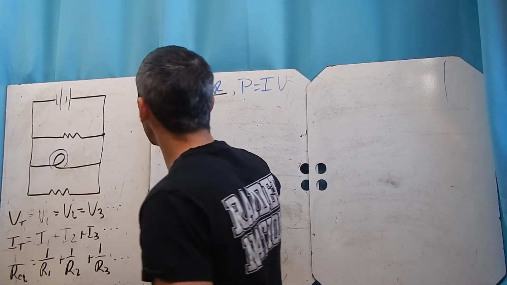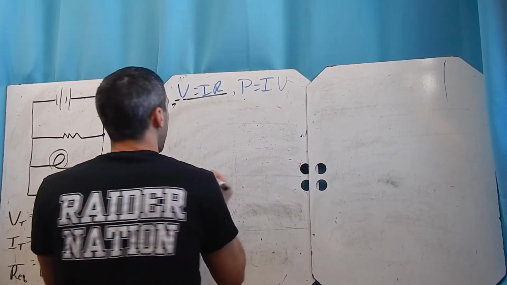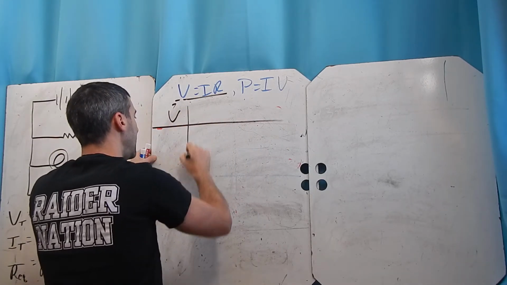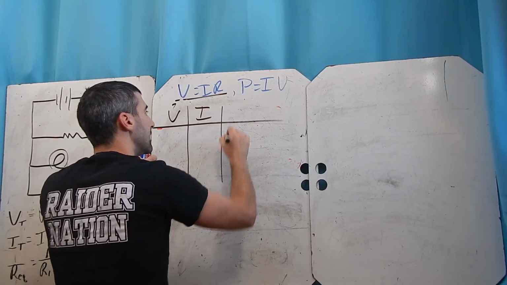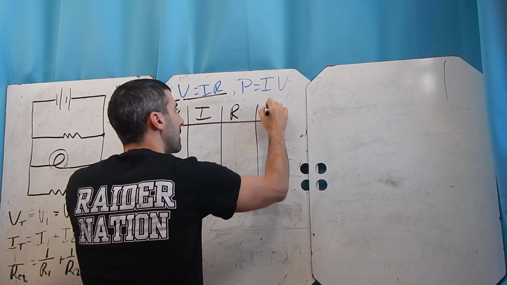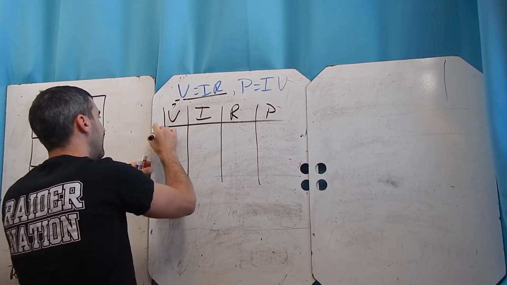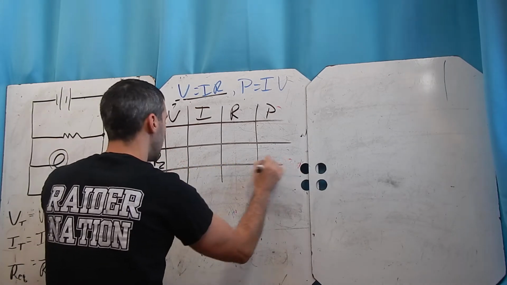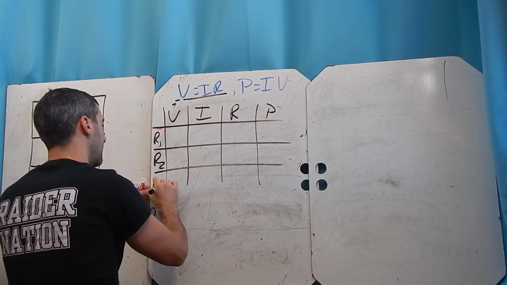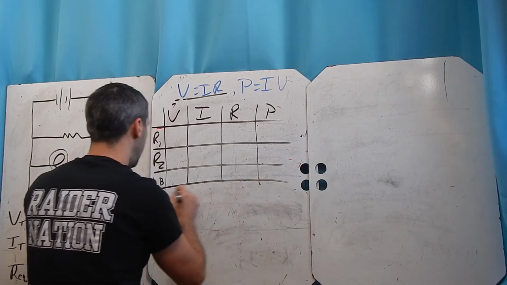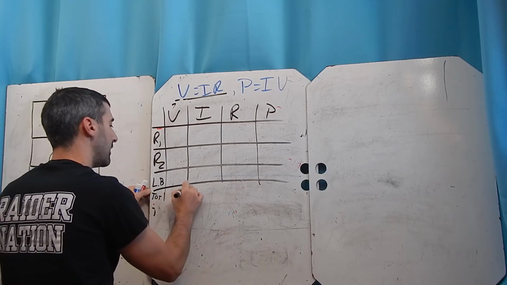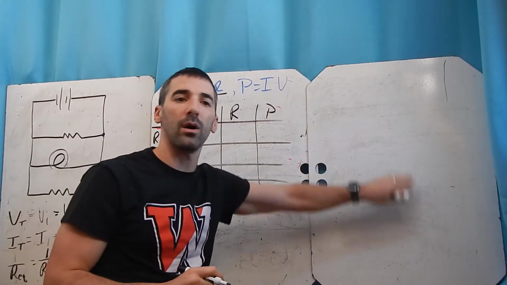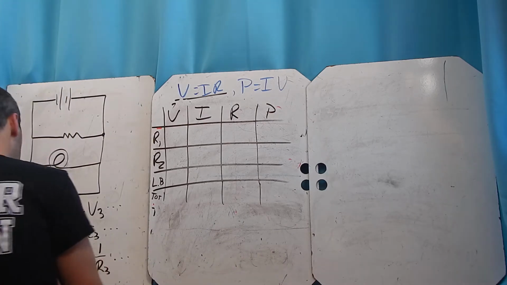So now I'm going to do the exact same thing I did before. I'm going to draw that VIRP chart: V, I, R, P, and I know I have resistor 1, I have resistor 2, I have the light bulb, and I have what I called before the total or the equivalent, which is the battery. So now I'm going to try and do all of my work over here. Let's put in the stuff that I know.